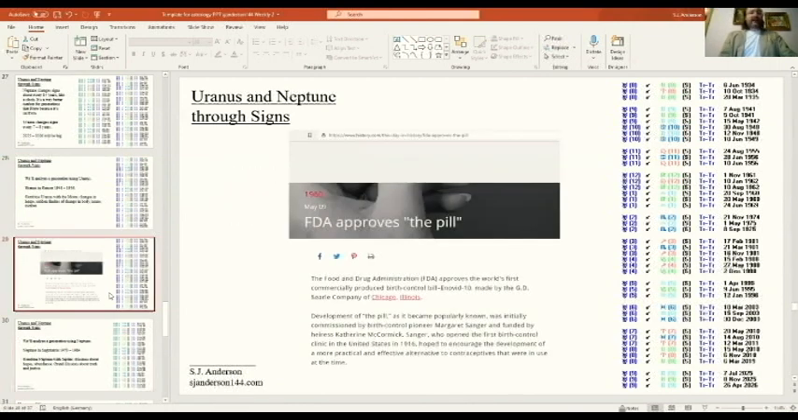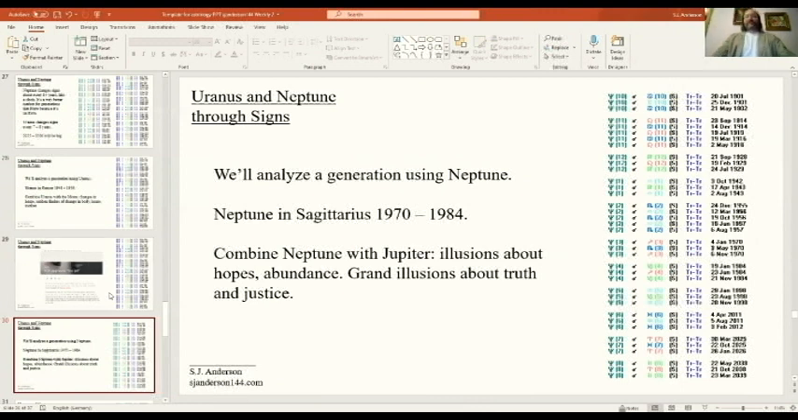All right. And so now, if we take, for an example, Neptune as a generational marker, you have Neptune in Sagittarius, 1970 through 1984. This is my Neptune generation. And I have here, you would combine Neptune with Jupiter. So now we're in Neptune and Pisces. I did a little bit of that earlier, but we'll just do it with Neptune and Sag. Jupiter, and in Sagittarius in particular, hopes, abundance, truth, justice, religiosity. And Neptune could be these illusions or delusions.